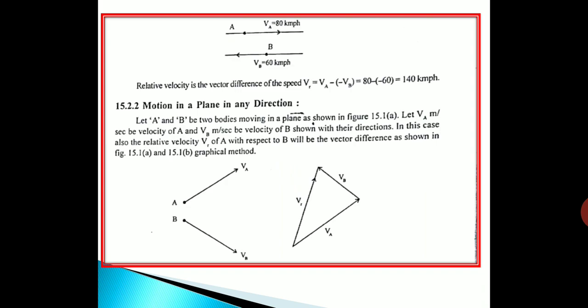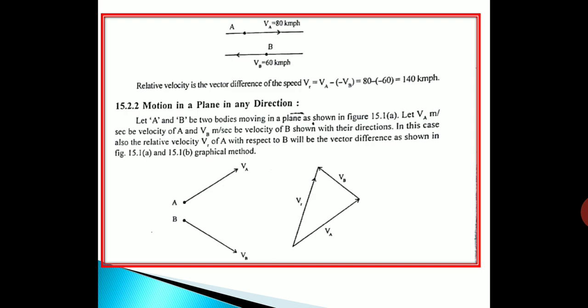So here firstly we discussed relative velocity of objects which are moving parallelly. Case 1 was same direction, case 2 was opposite direction. Now let's come to the concept of motion in a plane in any direction. Say A and B are two people or two bodies which are in the plane, but they start moving not in the same direction, but their directions are different. Okay, their directions are different. So now in this case, how do we calculate the velocity?